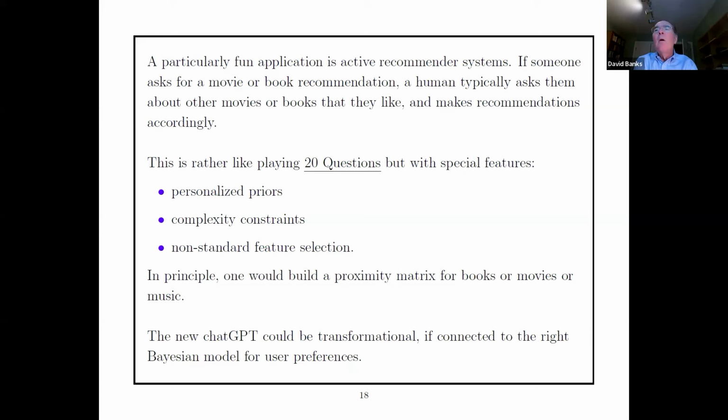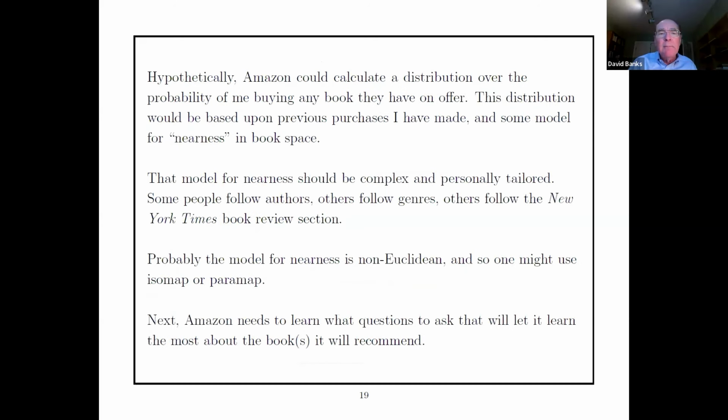In principle, one might have a personalized proximity matrix for books or movies or music, because things that are near for me in book space may not be near for Antoinetta in book space. We have different tastes and respond to different types of things. And I will point out that the new large language models could be transformational if hooked up to this type of problem.